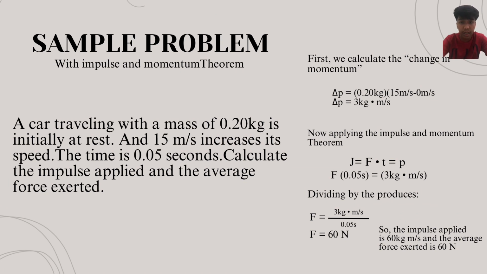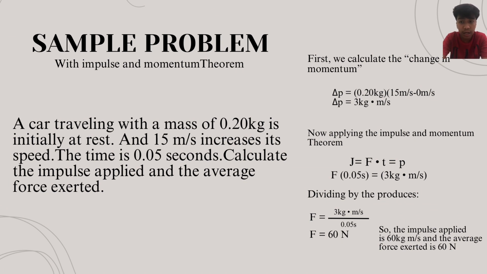We calculate the change in momentum. So, the initial velocity is 0 meter per second because it is at rest. The final velocity is 15 meter per second. So, delta P is equal to 0.20 kilogram times 15 meter per second minus 0 meter per second. So, the final answer is delta P is equal to 3 kilogram times meter per second.